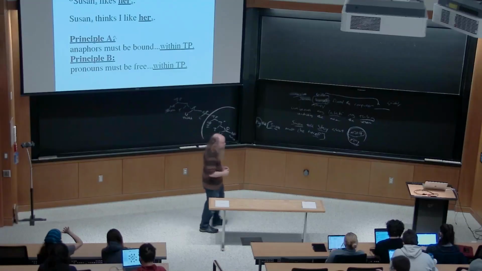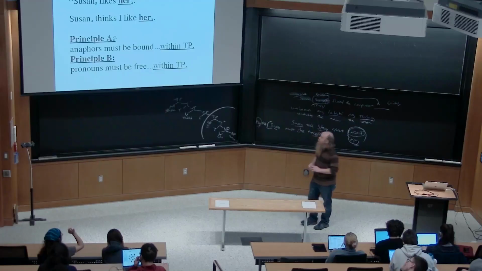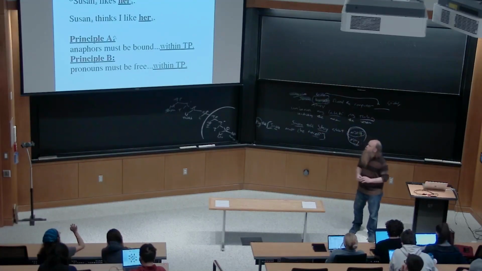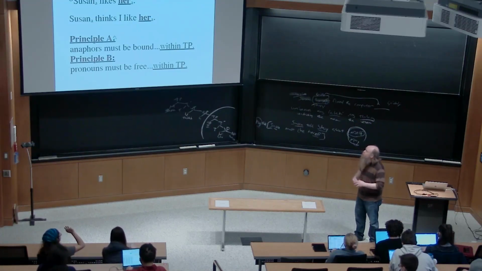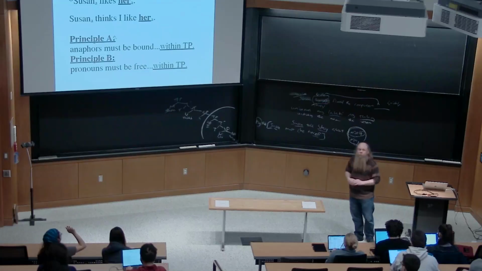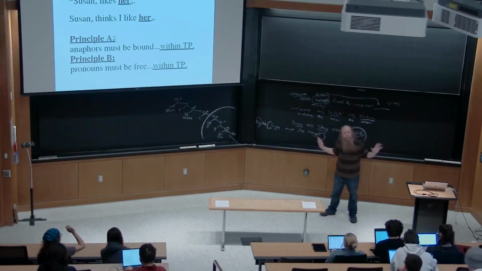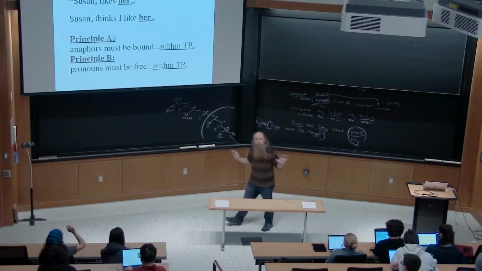Similarly, we've now seen, thanks to principle A, that you cannot say "Susan thinks I like herself," where herself refers back to Susan. And principle B says pronouns have to be free within TP. So "Susan thinks I like her," where her refers to Susan. Fine. It doesn't have to refer to Susan, right? It can refer to anybody. You can be free regardless of whether it's bound by Susan or not, free within TP.